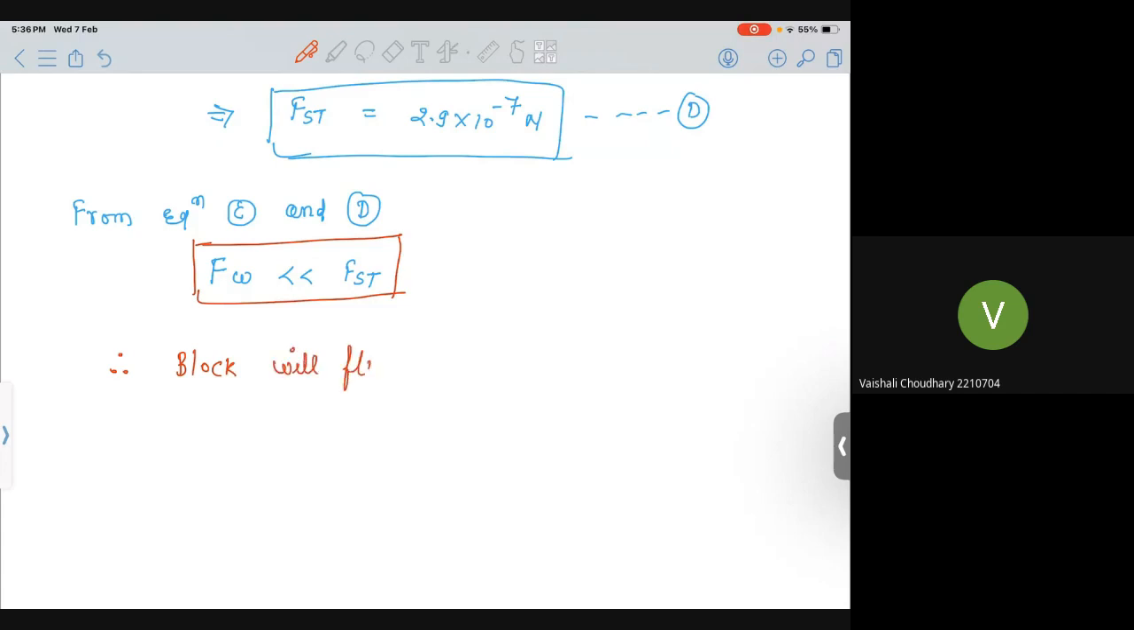float, right? Because in the second case, the surface tension force is the dominant one, so it won't allow the block to dip into the water. Rather, it will try to force the block in the upward direction, so that the block will float.